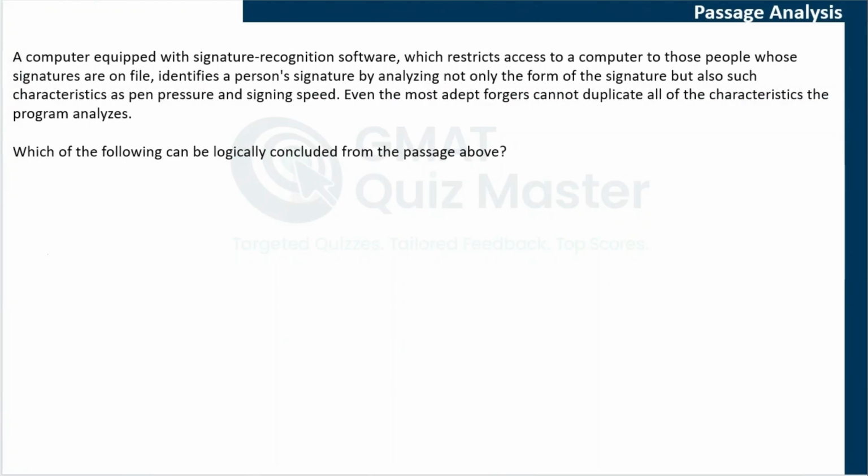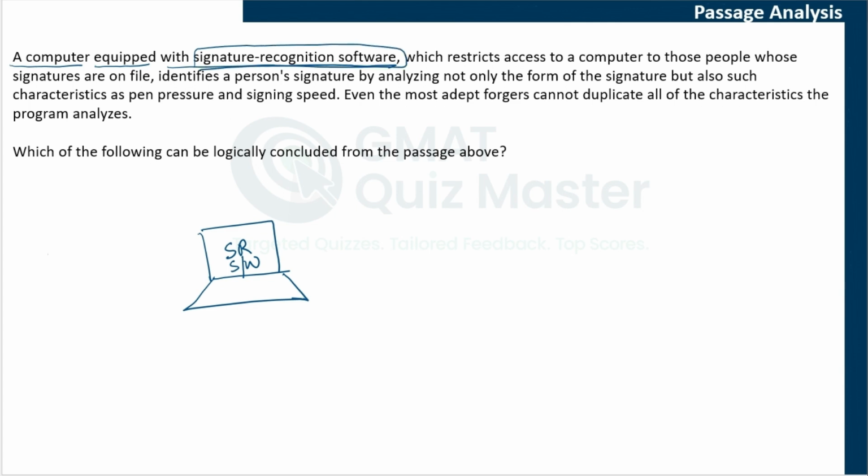Let's start with passage analysis. A computer equipped with signature recognition software. So we are talking about a computer that has signature recognition software in it. Now, what is signature recognition software? From the name only, we can understand that this is software that recognizes signatures. All right, let's read further. Which restricts access to a computer to those people whose signatures are on file.